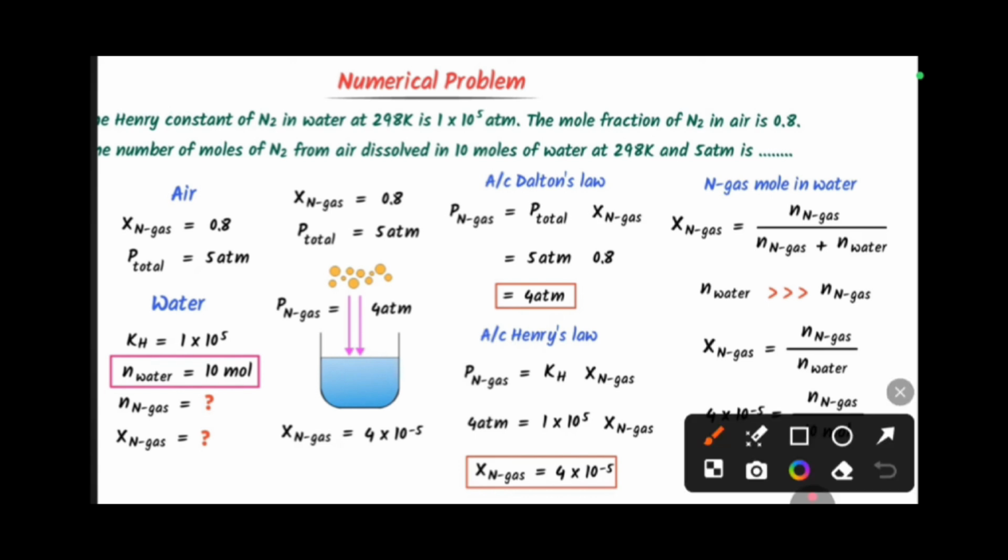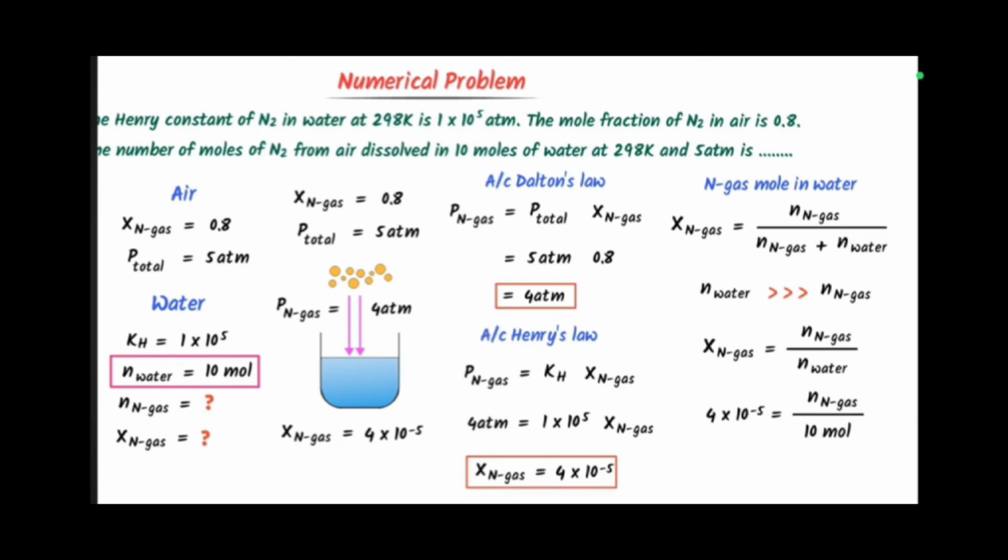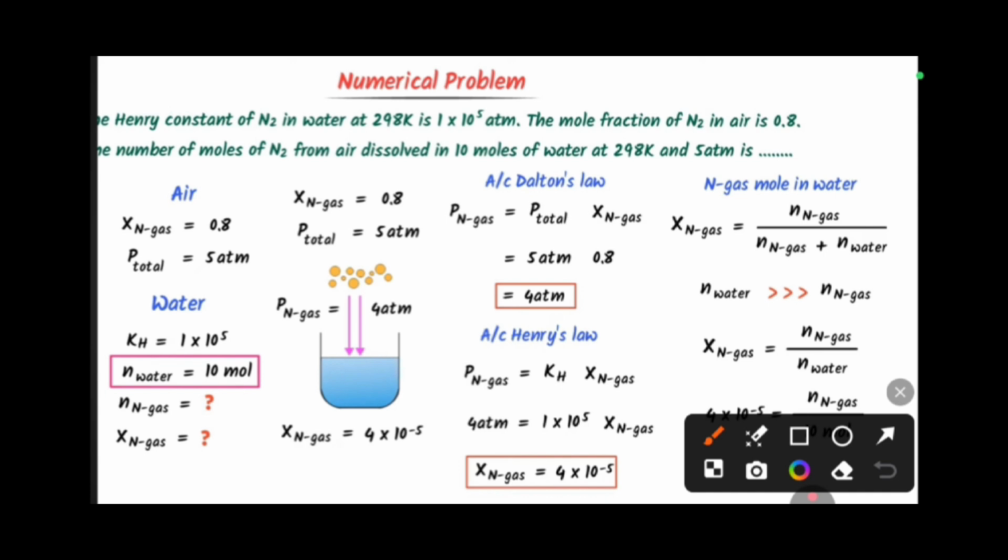I already told you two formulas, Dalton's law and Henry's law. So which formula can you use here? According to Dalton's law, the partial pressure of a gas is equal to total pressure into mole fraction of that solute. According to Henry's law, partial pressure of a gas is equal to kH into mole fraction of that gas. Whatever the formula, the partial pressure is always equal. This partial pressure and that partial pressure are equal to each other, so you can use both values in the same way.